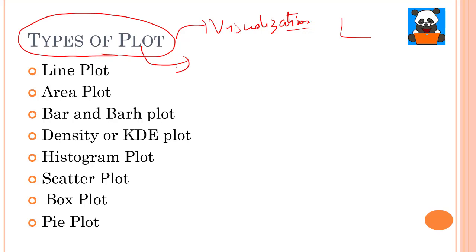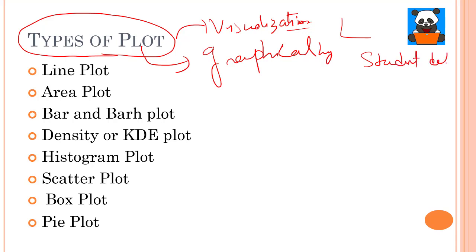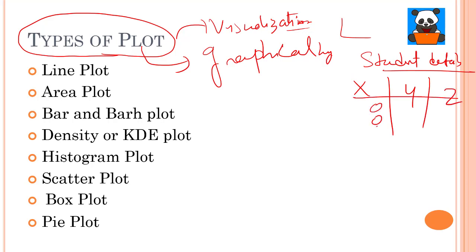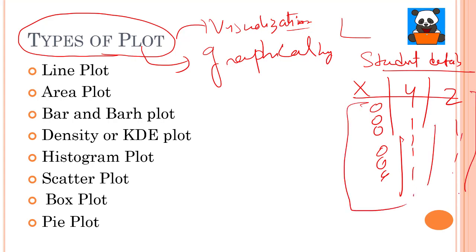A plot is used for graphical representation, like when you want to represent things in a database graphically. Suppose I have a database with student details, with columns X, Y, and Z, and I have some values in them. So how do we denote these values in plots?